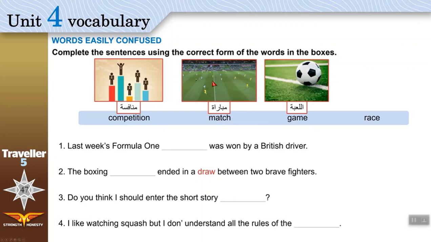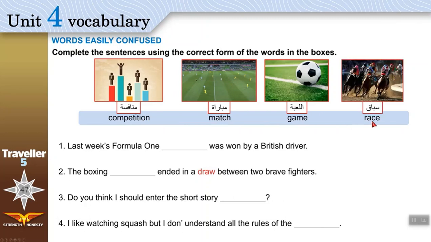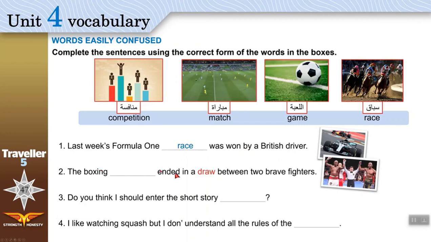Match, like a soccer match, means 2 players or maybe 2 teams are competing against each other, playing against each other. Race is about the fastest animal, the fastest man, woman, or car. Last week's Formula 1 race, this one is obvious, was won by a British driver, maybe Hamilton. The boxing ended in a draw. Draw means nobody won and nobody lost. They were both equally good.